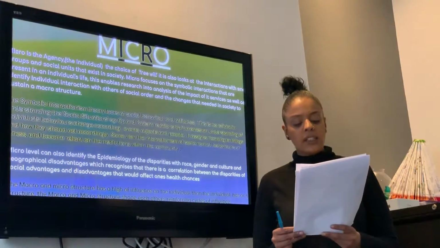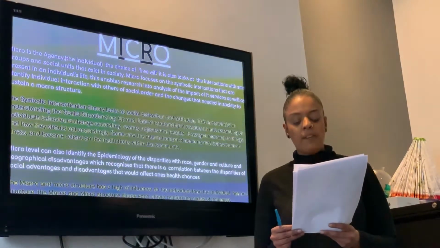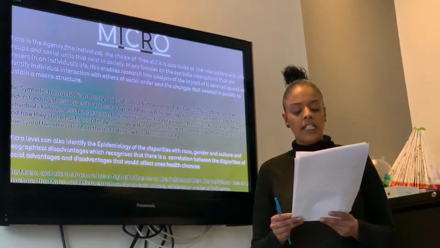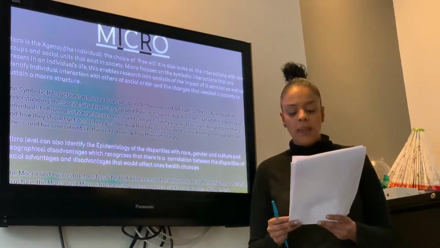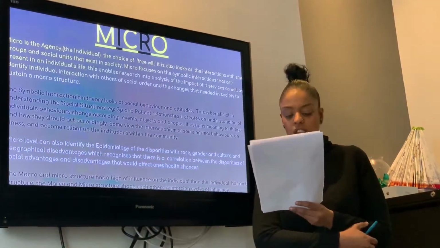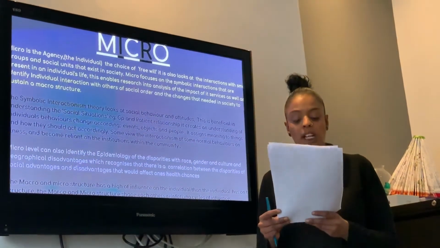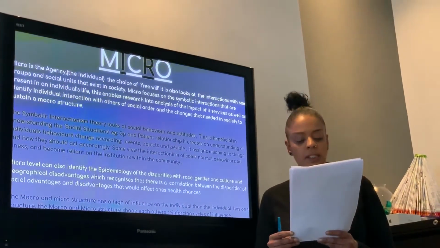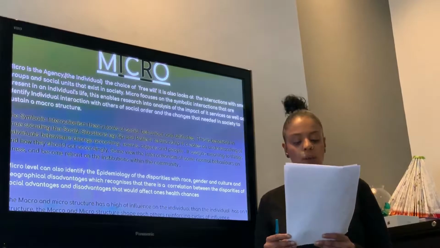The symbolic interactionism theory looks at their social behaviour and attitude. This is beneficial in understanding the social situations, e.g. GP and patient relationship. It creates an understanding of individuals' behaviour changes accordingly to events, objects and people. It assigns meaning to things and how they should act accordingly.